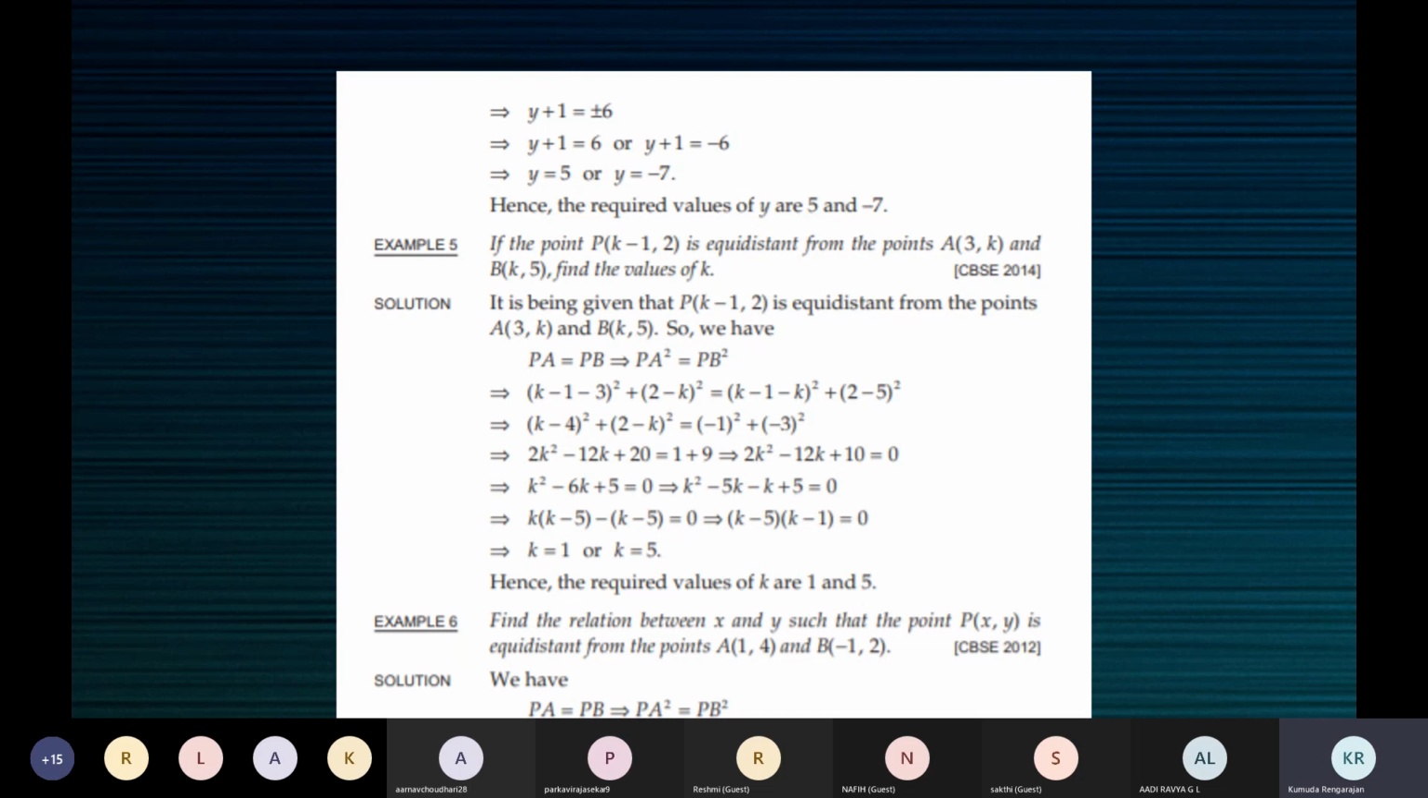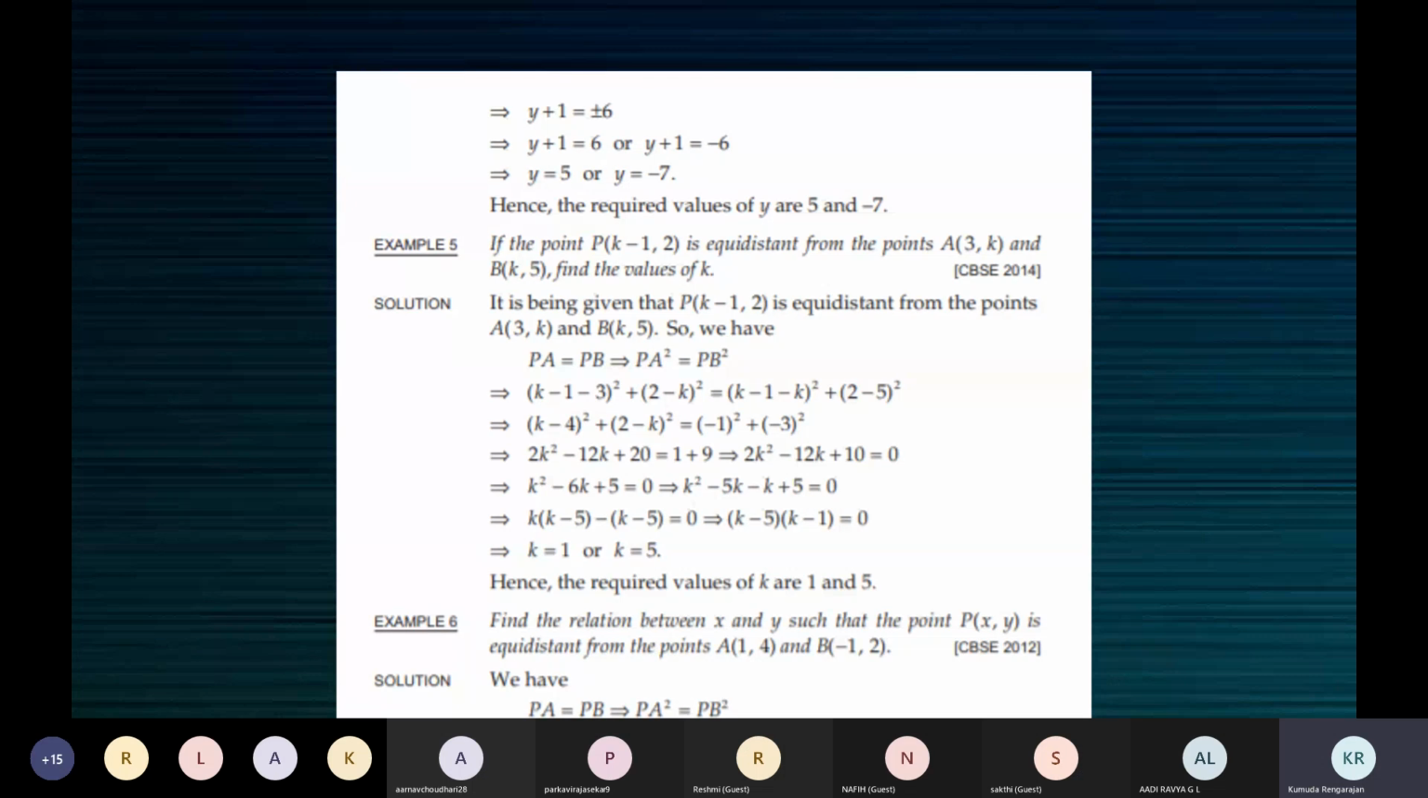This point P is equidistant from A and B. That means the distance from P to A is the same as the distance from P to B, which means PA is equal to PB, which also means PA square is equal to PB square. Squaring both the sides, PA square is equal to PB square.